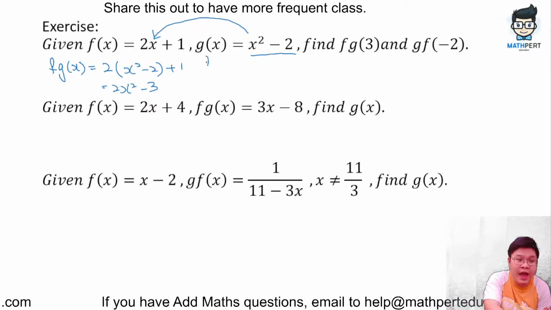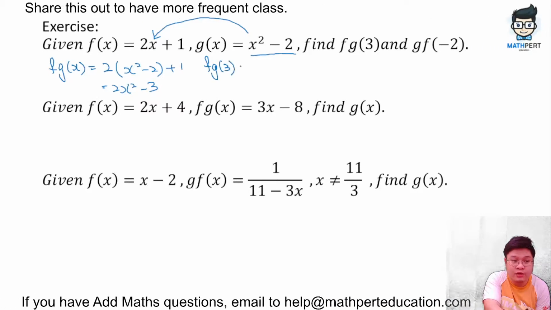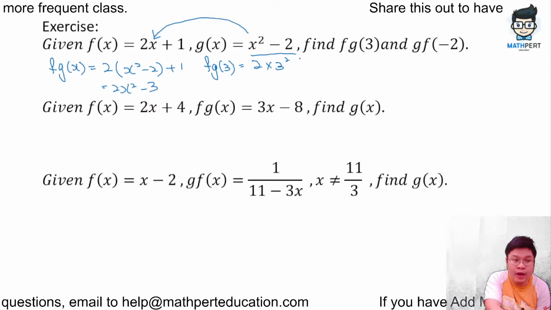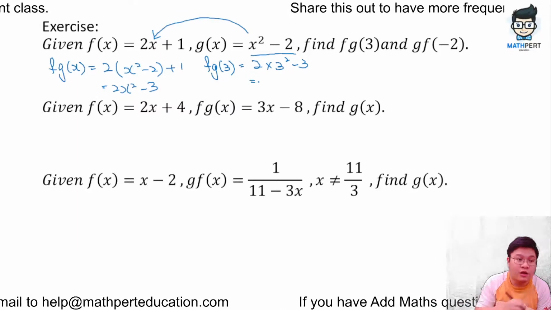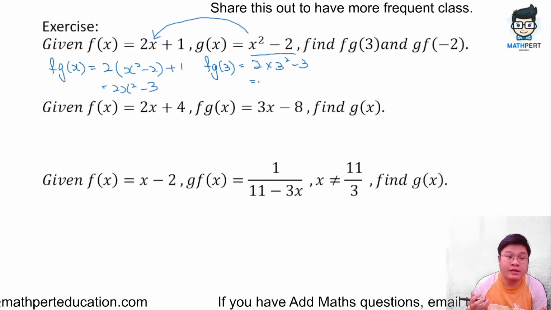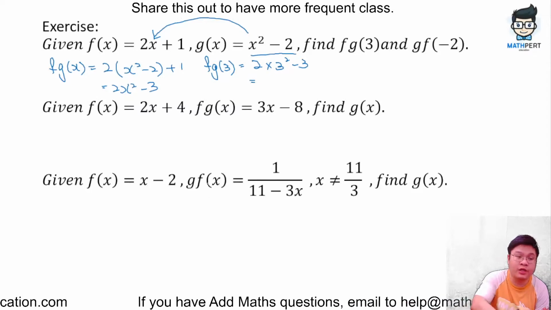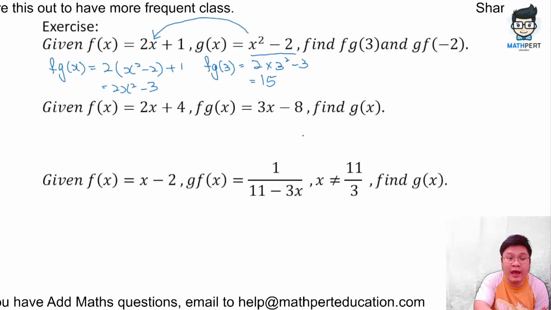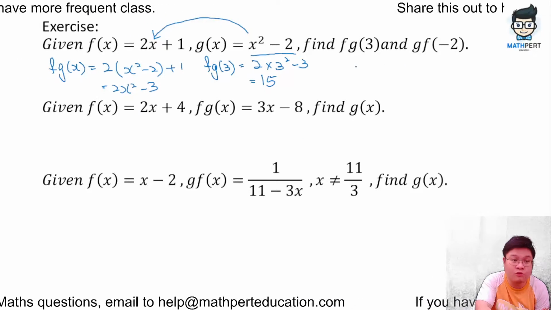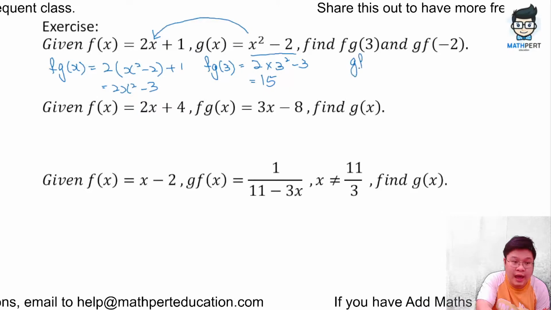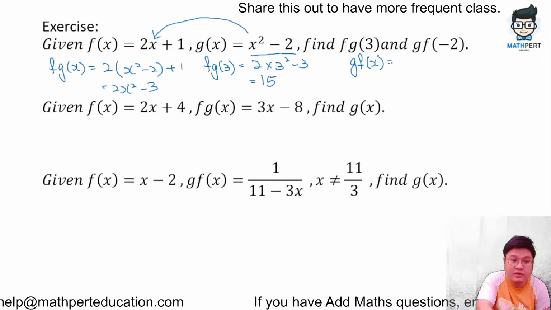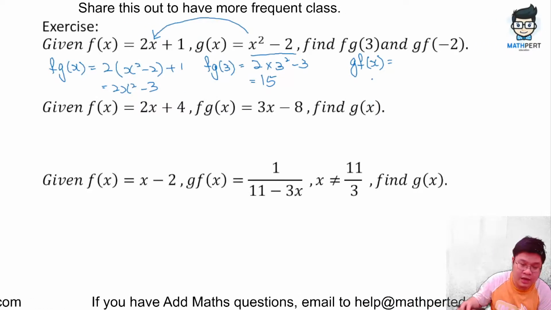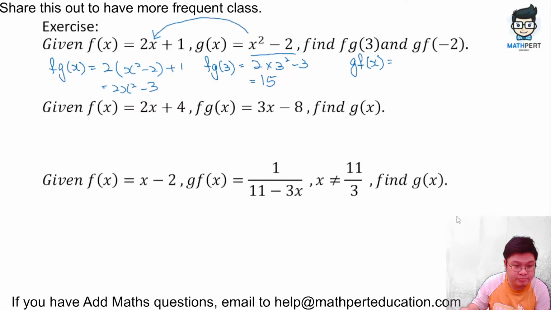Alright, so fg(3) is equal to 2 multiply 3 squared minus 3. So 3 squared will be 9, 9 multiply 2, 18. 18 minus 3, 15. The next one, gf(negative 2). We need to find gf(x). So how do we find gf(x)? We substitute the f(x). Okay, let me change the color of the pen.